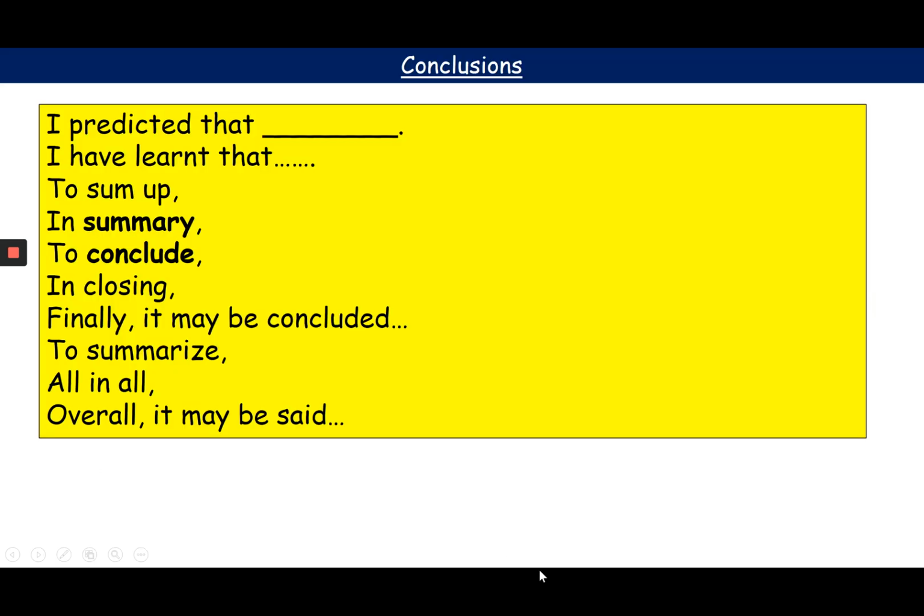Okay, conclusions. Essentially, this is about summarising what you have learned. So I've started off by saying I predicted that. So let's say I predicted that most people would buy clothes once every 6 months. So you could say, that was my prediction. I have learned that either this was right or this was wrong. You can also start to think about summarising what you've learned. So to sum up, what's the main things you've learned? To conclude, and finally, it may be concluded, and so on. So any of the main points that you think you've learned from doing this investigation. You don't have to use all of those sort of sentences, but just take a couple of them to help you on your way.